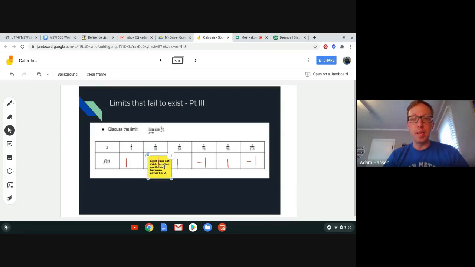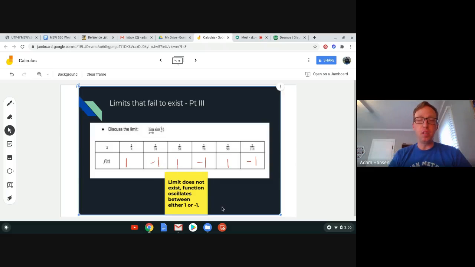Of all the reasons that a limit might fail to exist, this one is probably the most rare. Unbounded behavior and approaching different numbers from the left and right happen quite a bit more than oscillating behavior. It's usually these special examples of trig functions like the sine of 1 over x or the cosine of 1 over x, and so on. All right, so I think we're going to call that here.